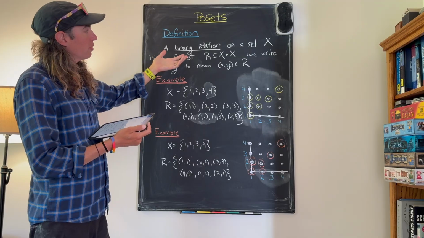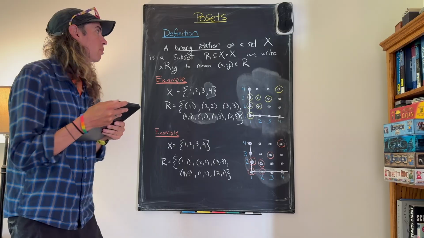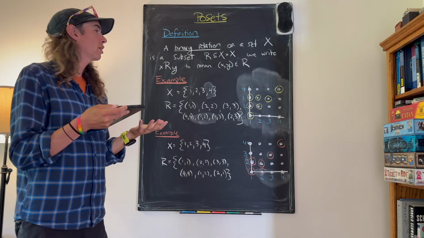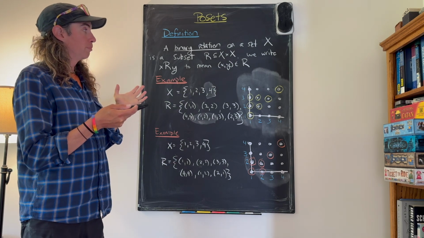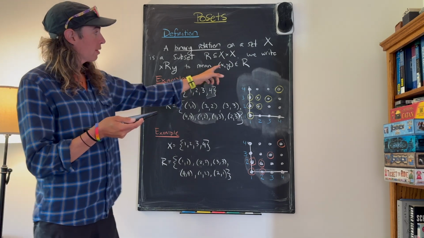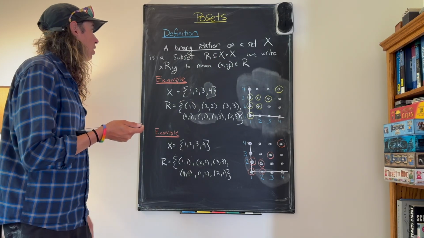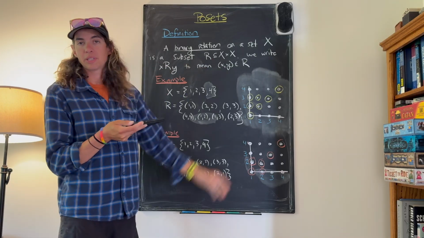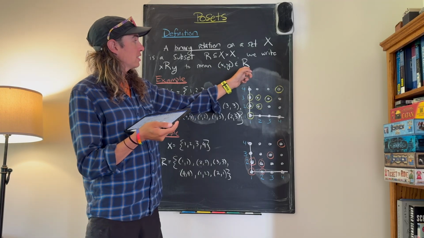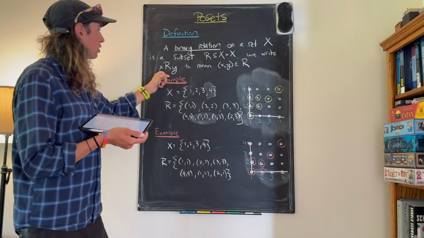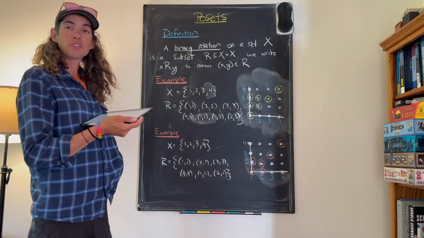By definition, a binary relation on a set X is a subset R of X cross X. And remember that X cross X is the Cartesian product of X with itself. So the elements of X cross X are just pairs (x, y) where x is in X and y is also in X. And so a binary relation is just a subset. There are no conditions at all on it. If (x, y) is in the binary relation, then we write x R y, and we say that x is related to y.